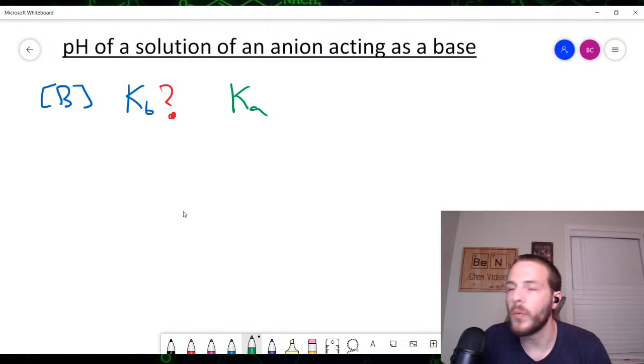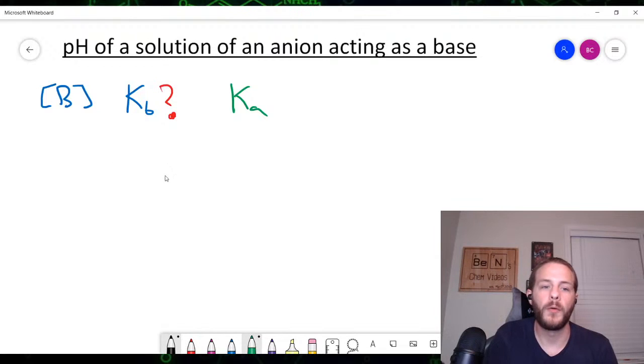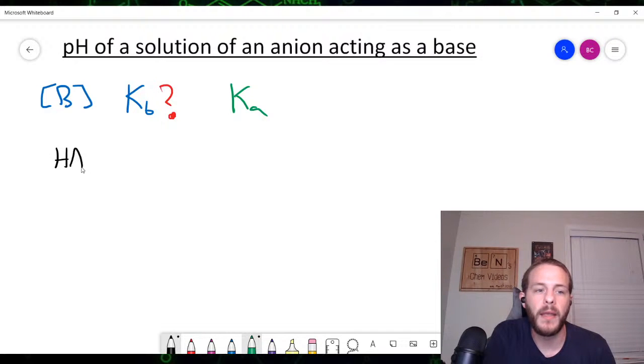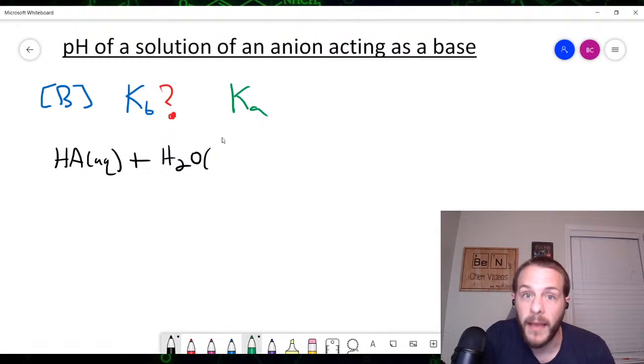And it turns out there is. So what we're going to do is derive that equation real quick. If I have, let's say, any general weak acid, and I'll call that acid HA, and that's aqueous, and it's reacting with water, then it's going to react according to this equation where we have HA, the acid, reacting with water, which is a liquid.